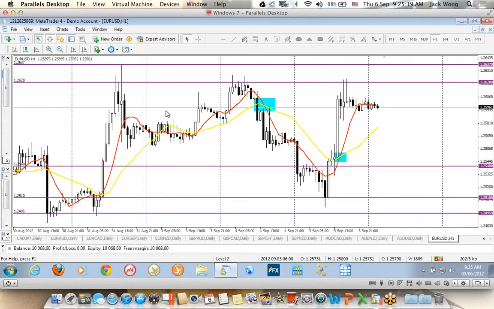I haven't seen anybody except one of my friends who used 55 and 89 before. And most of the retail traders, on the other hand, could probably use things like 10 and 25, 50 and 200, 50 and 150. So you know that there are so many variations, and you can simply Google it, and you'll be able to find at least thousands of variations on how to use moving average crossover.